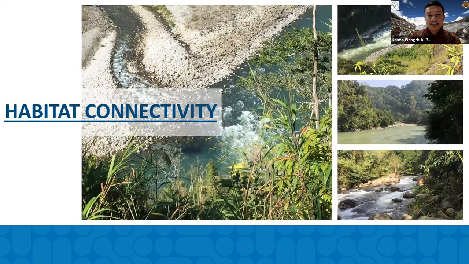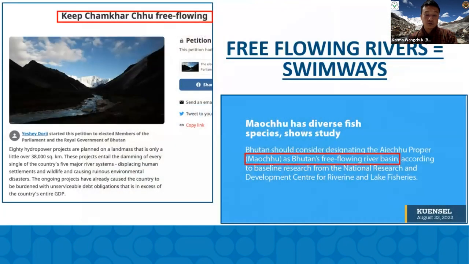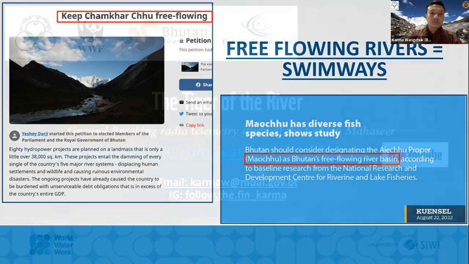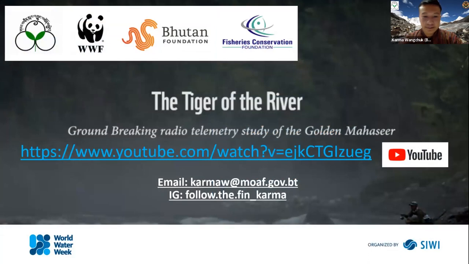What we do know is that habitat connectivity is of paramount importance. These species are migrating upstream to spawn, and any obstruction to their migration directly impacts not just the population, but also their future recruitment, which is why efforts are now being made to identify and protect some of those swimways or the migratory routes. There are discussions going on to at least leave one of the rivers free flowing, to enable this migratory species to complete their life history cycle, which is so important.